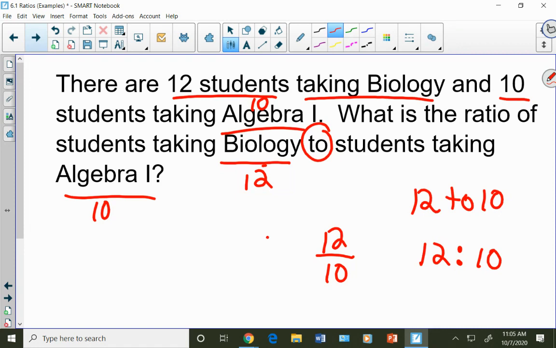Now that's improper, and that's okay. Ratios can be improper. It's okay to have an improper ratio. There can be a larger number on top than on the bottom because if you say the thing that has the most first, it has to come first. And biology had more students than algebra 1. So we had to list an improper fraction, and that's okay. There's nothing wrong with that.